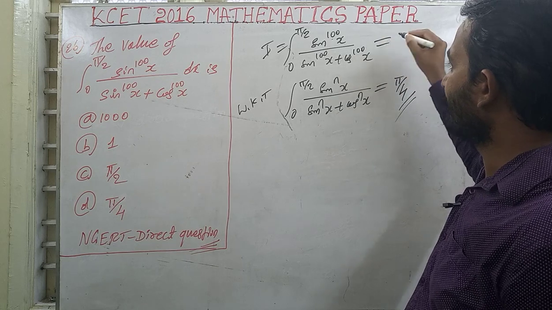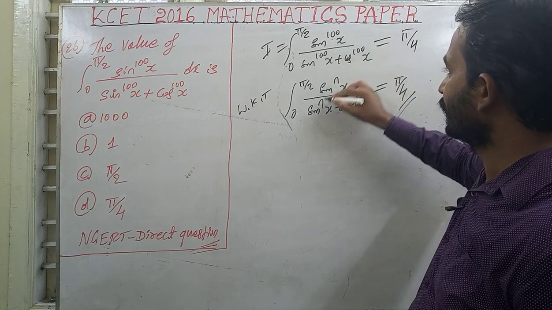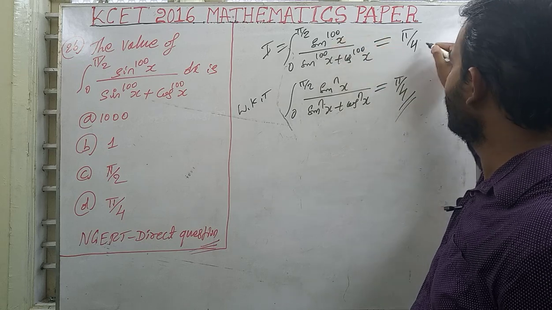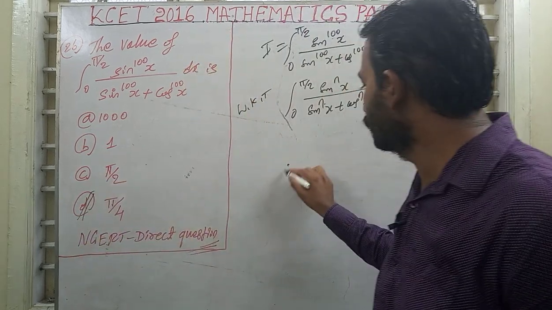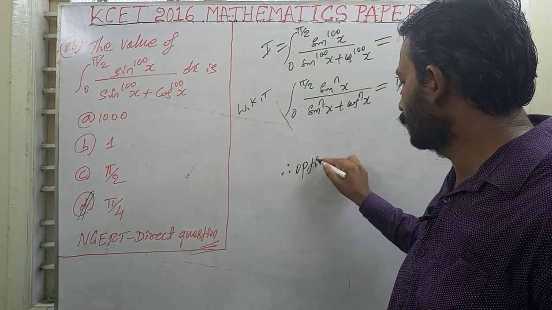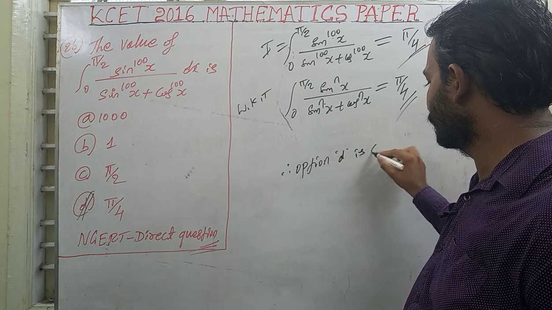So easily we can write the answer of this question also as pi by 4, because n is in this case 100. So directly we can write pi by 4. So option D is the good answer. Therefore option D is correct.